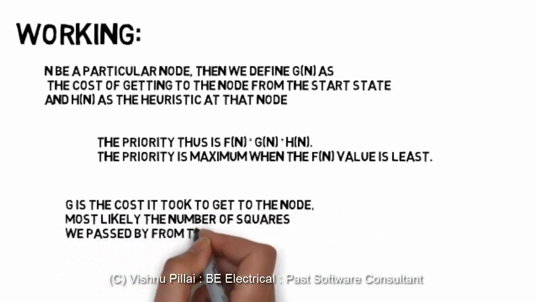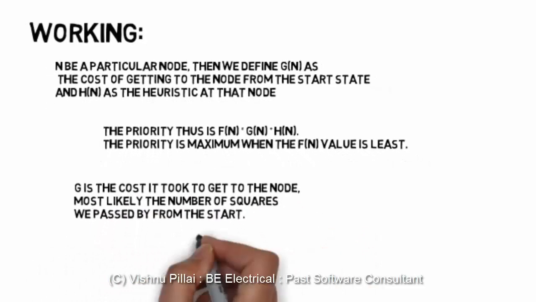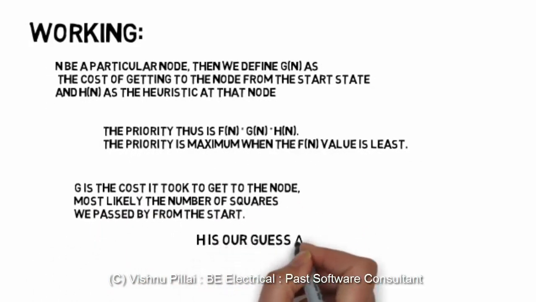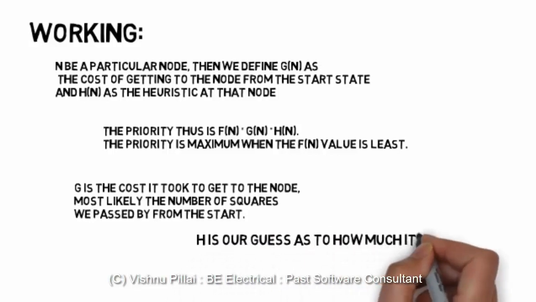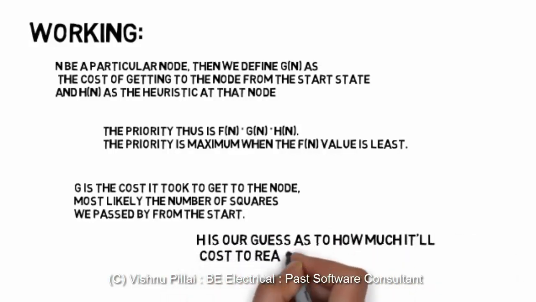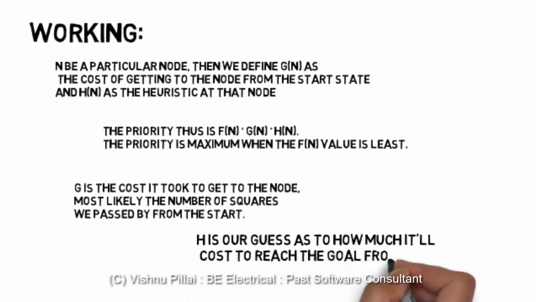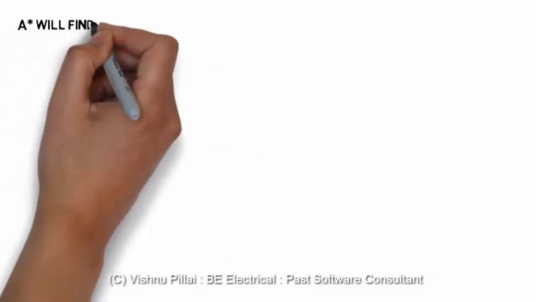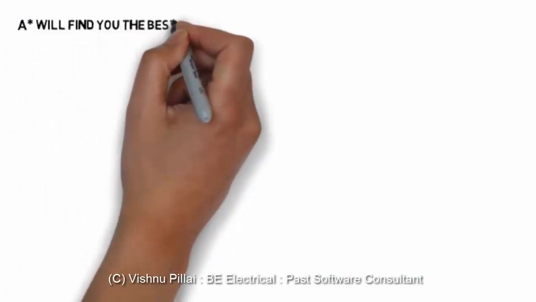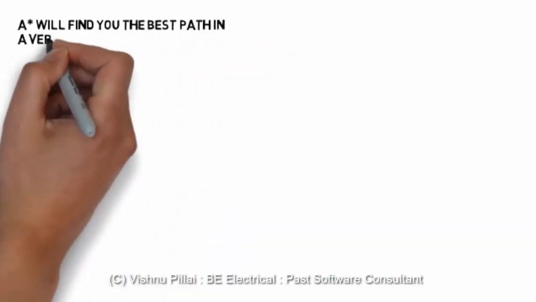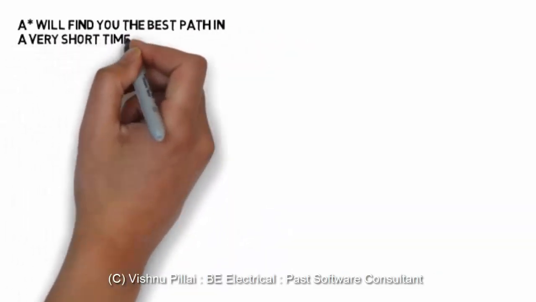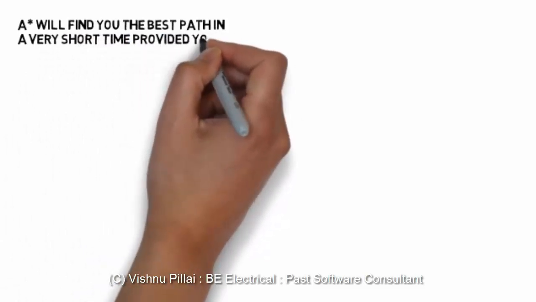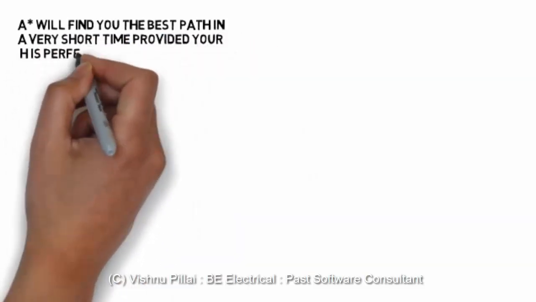The priority thus is Fn equal to Gn plus Hn. So the total priority is defined based on two functionalities. One is Gn, that is the cost of getting to the node. Gn at a particular node is the cost of getting to the node from the start node, and Hn is the heuristic cost of that node. It can be anything in practical cases like a distance, or based on our experience of traffic or climatic condition, we can define a certain heuristic for the path. So A-star will find your best path in very short time provided your H is perfect.